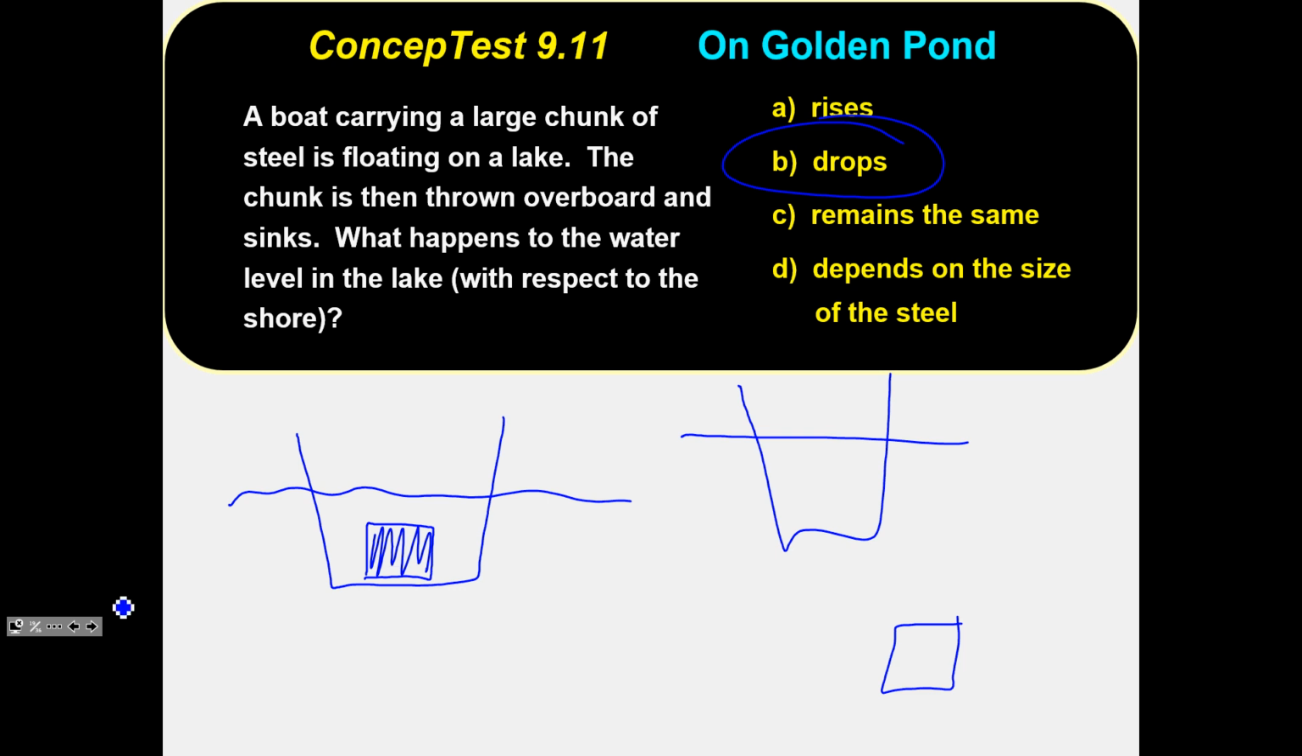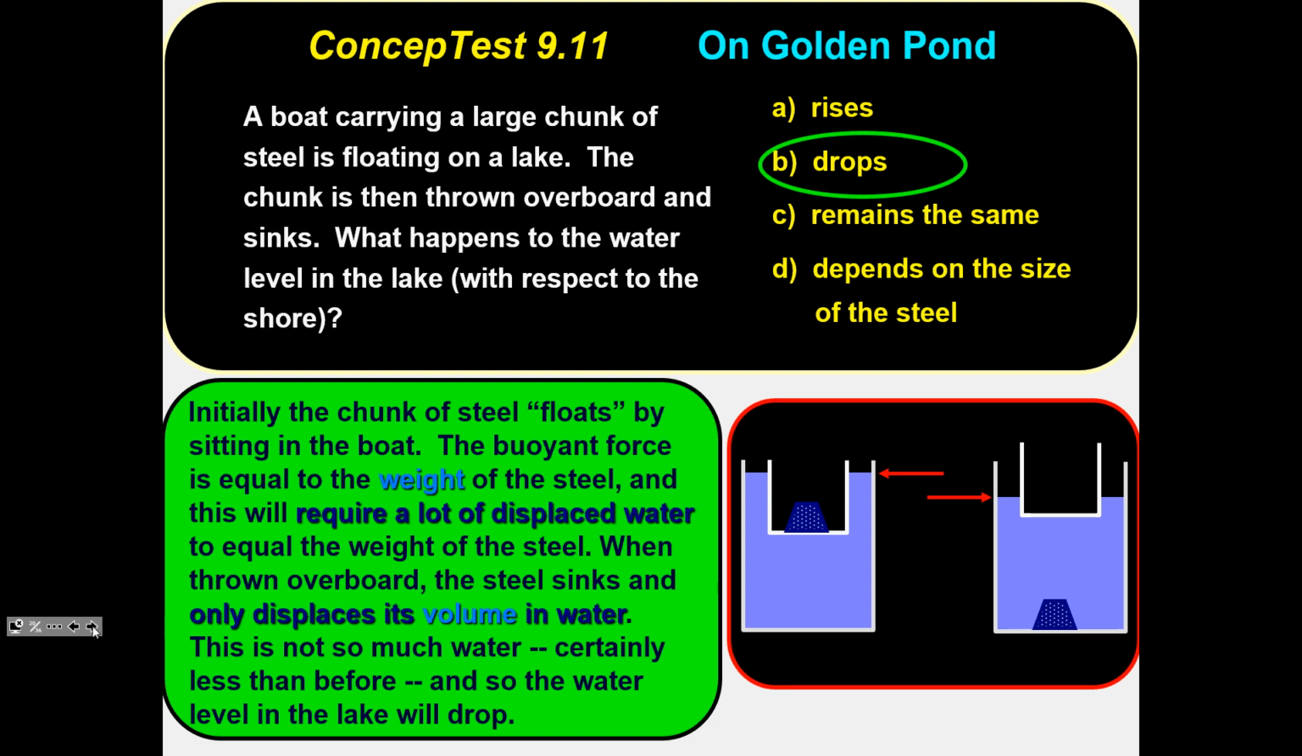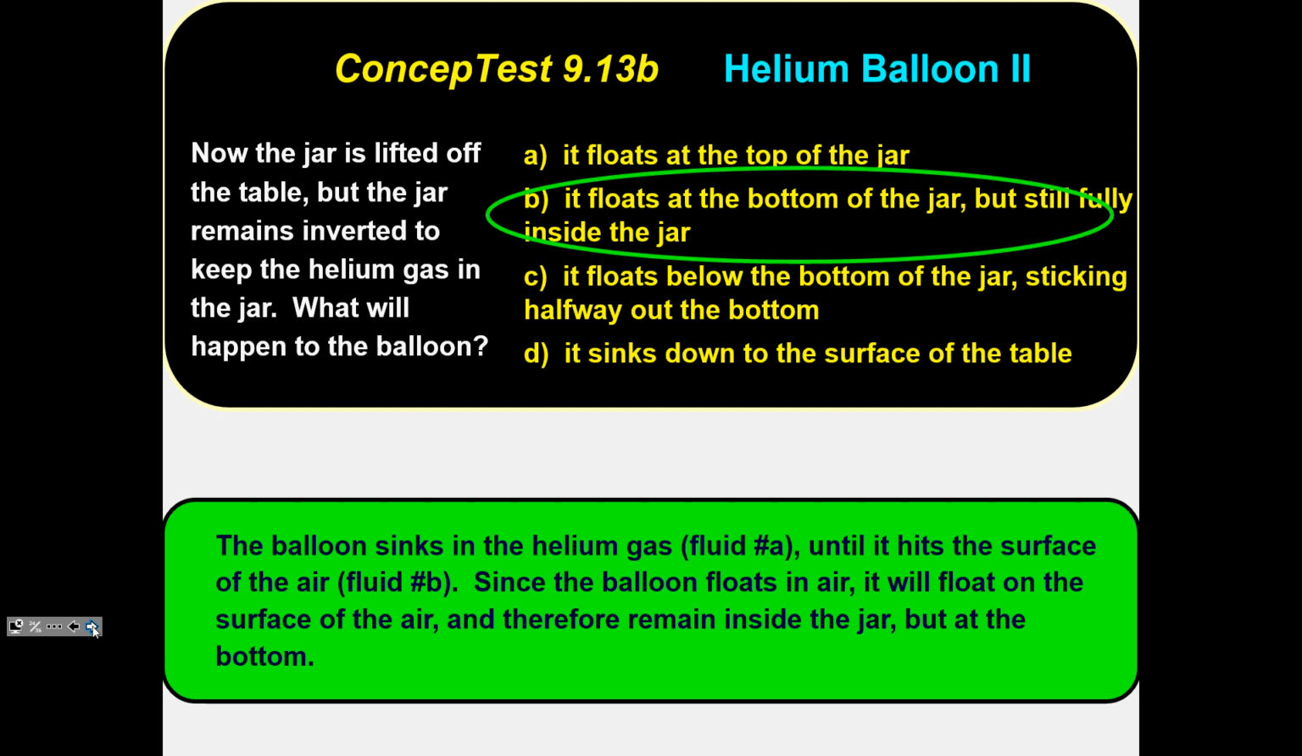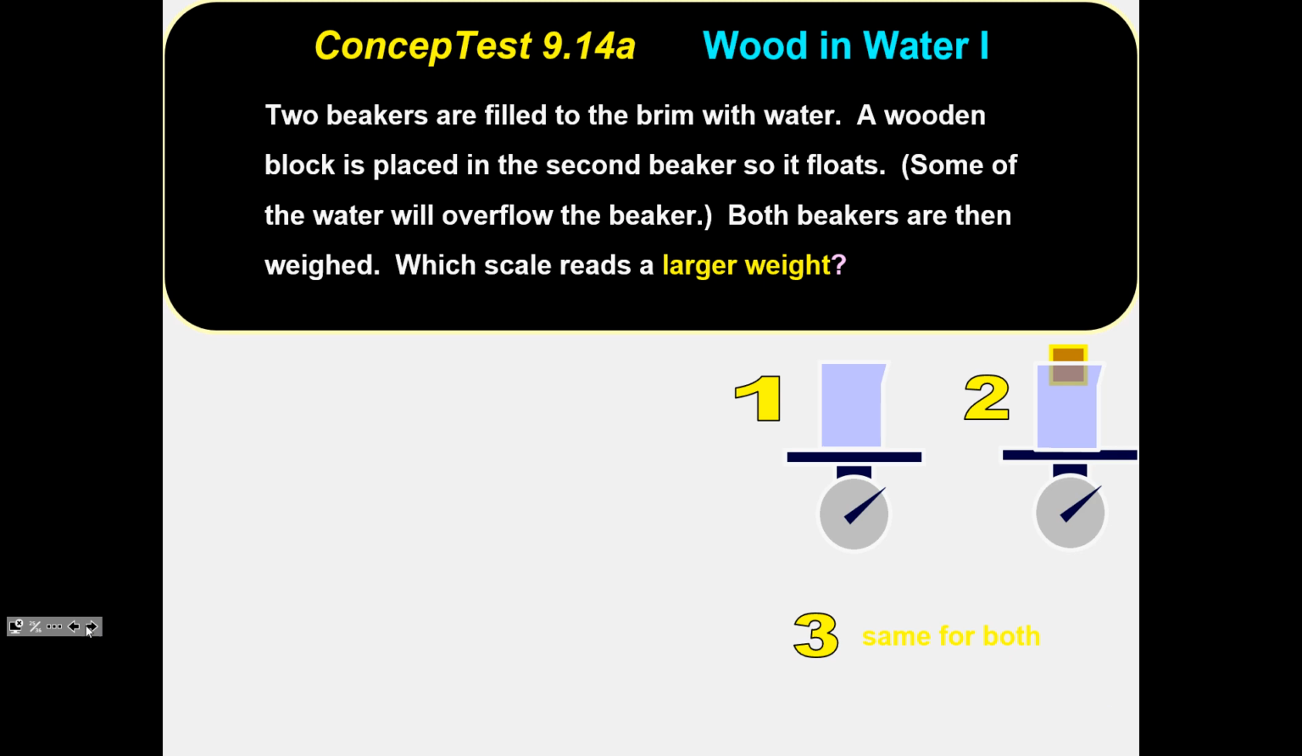There are some similar questions that explore that. There's a picture. That's right. When it's in the boat, it displaces more water because you have a buoyant force that's equal to the weight of the steel. But remember, the buoyant force is equal to the weight of the displaced fluid. And so the displaced fluid has a weight equal to the weight of the steel, but the volume of the water is bigger than the volume of the steel.